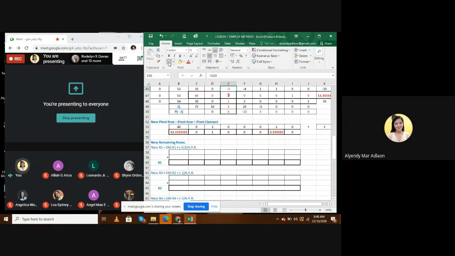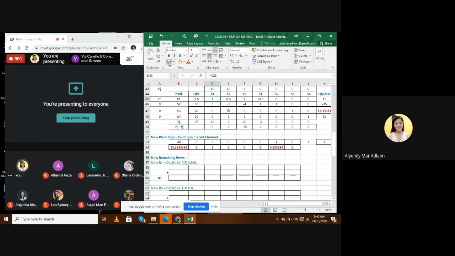Next is row 3 pa to ha. Next is the remaining rows na dayon. Let's start with row 1. For row 1, that is the old row 1 plus... okay, kung butang diri ha, old row 1. So sa may old row 1, starting from 7.5 and then 1, and then 0.5 to negative 0.5000. That is the new row 1.